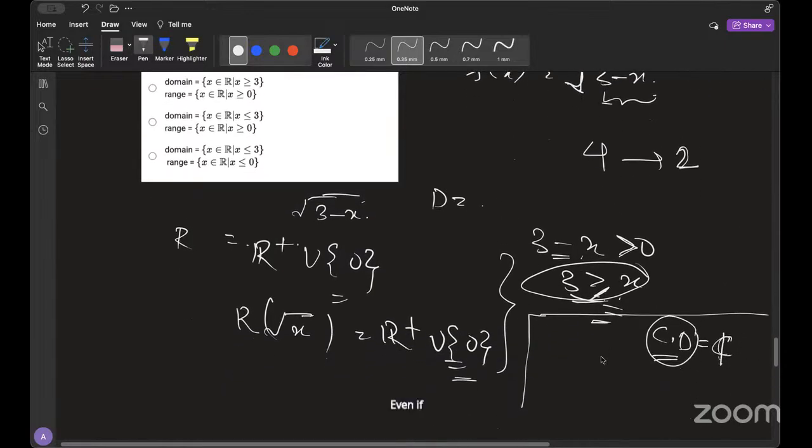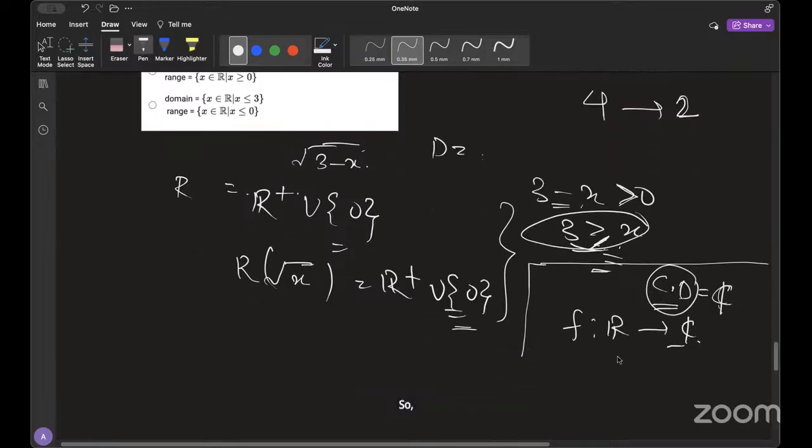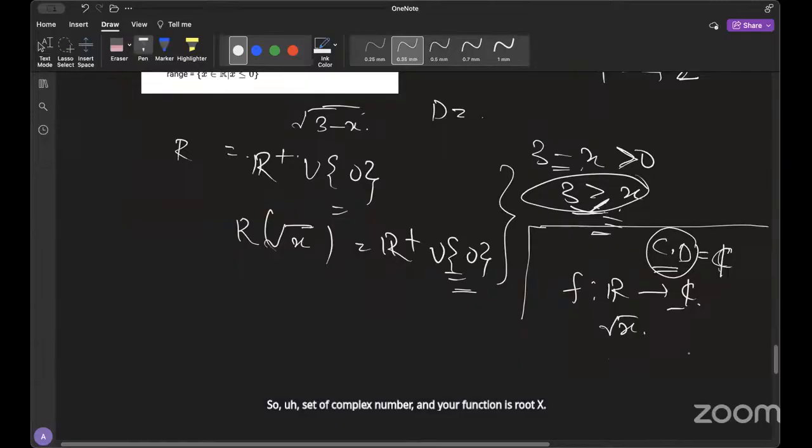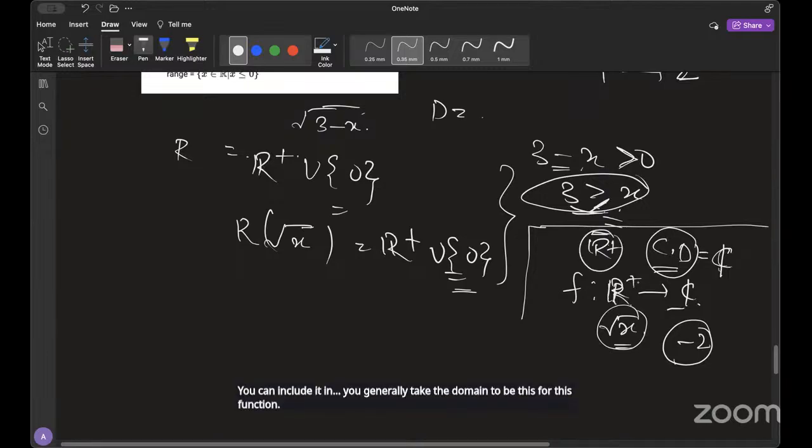Even if, let's just say, you have your function from R to a set of complex numbers and your function is root x, then you can't have negative values here. This will never give you a negative, this will never give you a -2. But we can get -2 as output, right? Yeah, you can get -2 as output. Then it can be included in the domain, right? Yeah, you generally take the domain to be this for this function, but here you can take it to be R itself. It's fine. Okay, ma'am.